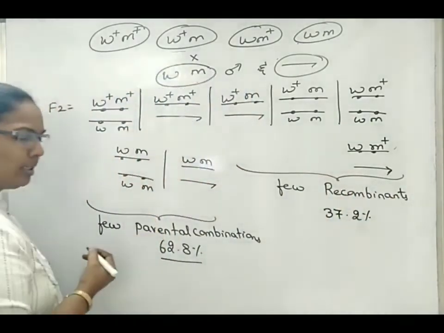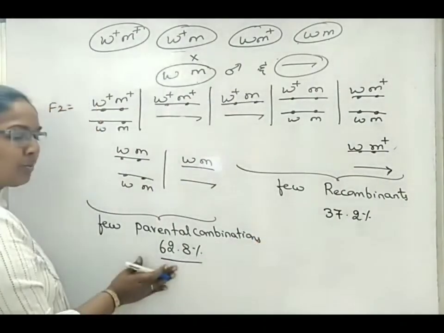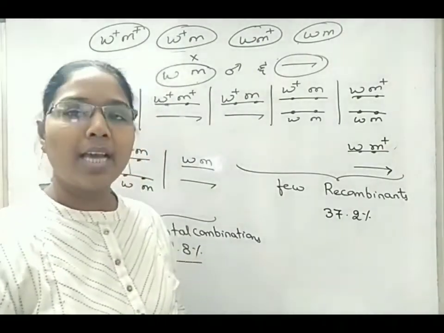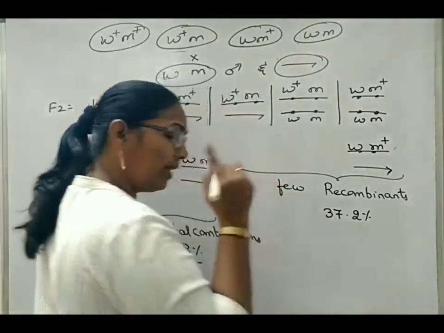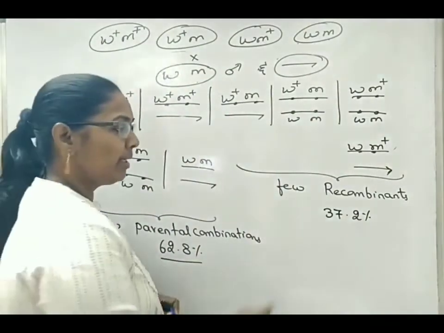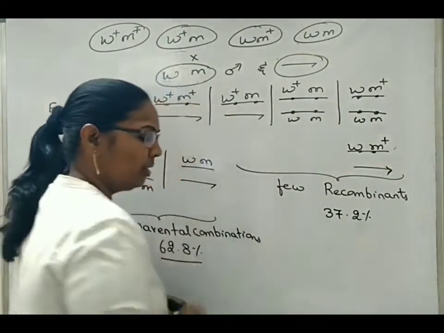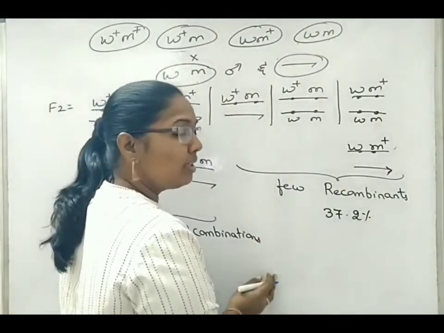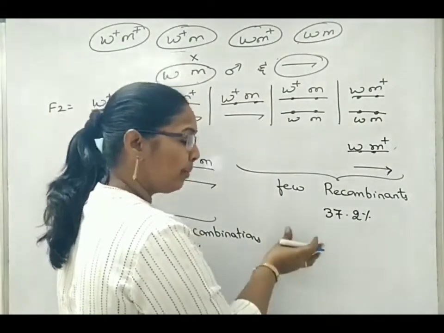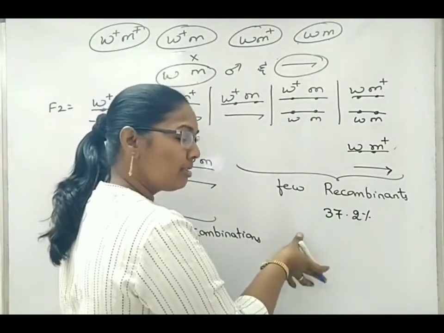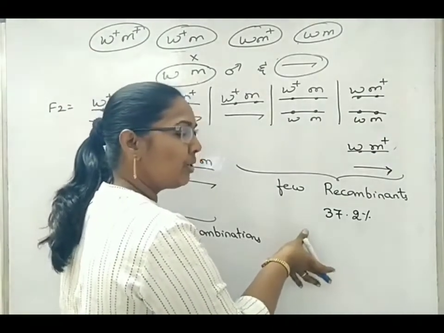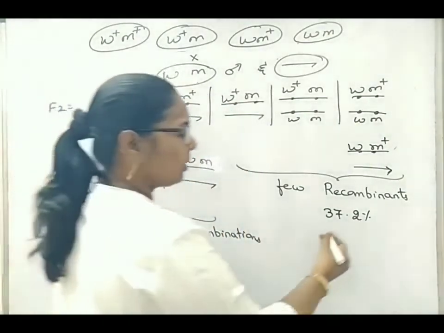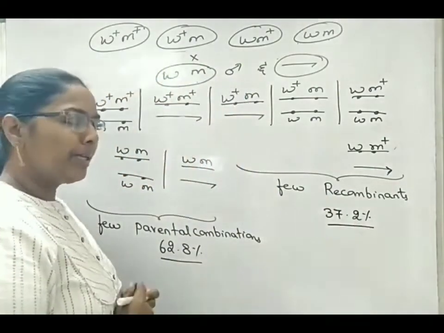So the parental combination is more compared to the recombinants. But when we compare the first cross, that is body color and eye color, the percentage of recombinants has increased. There, the recombinant percentage is 1.3, but here it has increased up to 37.2. By this experiment, we can understand that there is less linkage between the chromosomes. It means there is more distance between the alleles present on the same chromosome. It also means that the linkage group is less in case of such alleles. So the recombinant percentage has increased compared to the first cross.